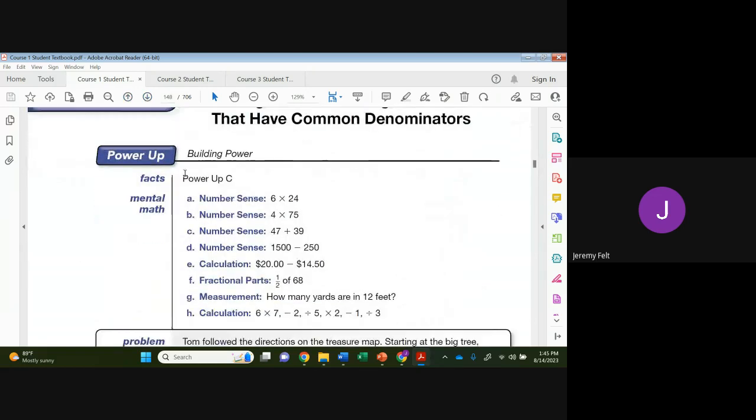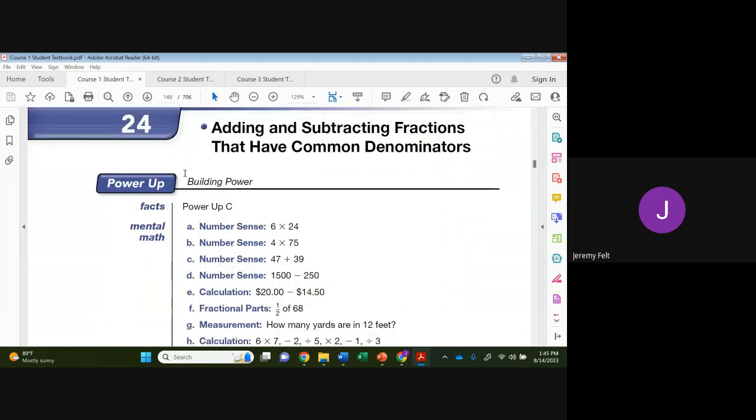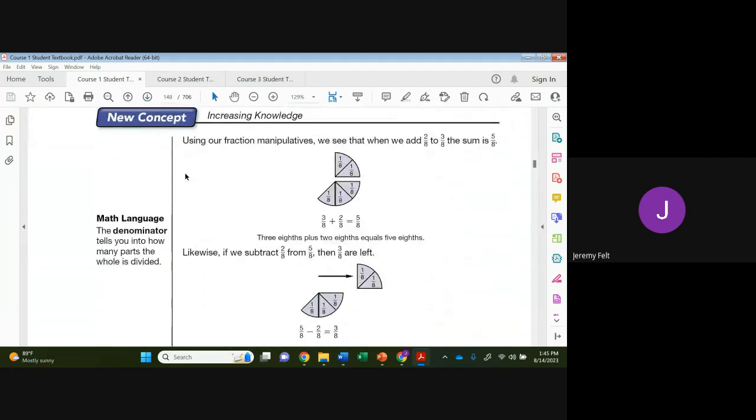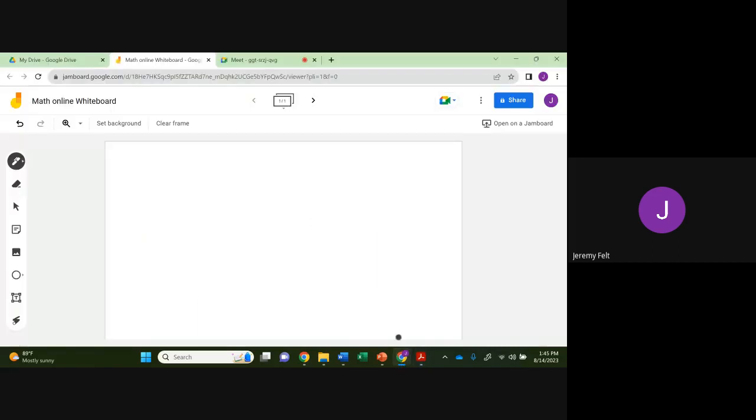Okay, lesson 24, we're looking at adding and subtracting fractions that have common denominators. Common denominators means that they're over the same number. For example, 1/3 plus 1/2, these are both real rational numbers.